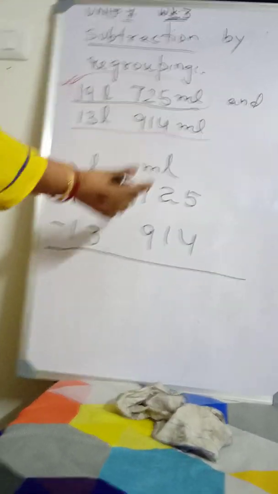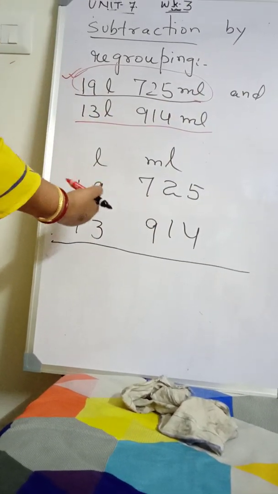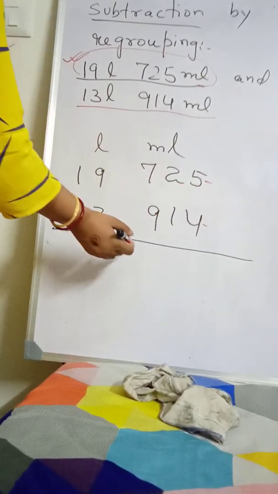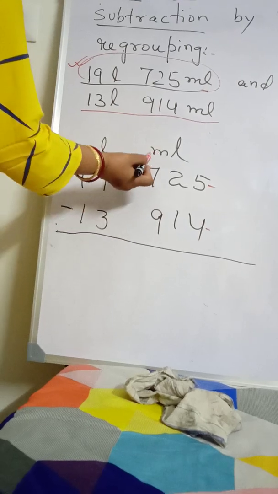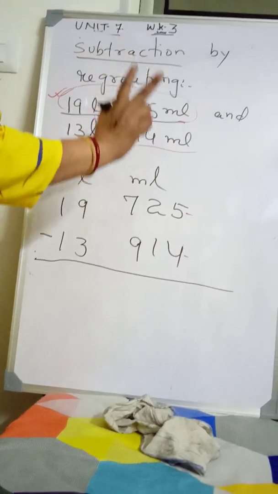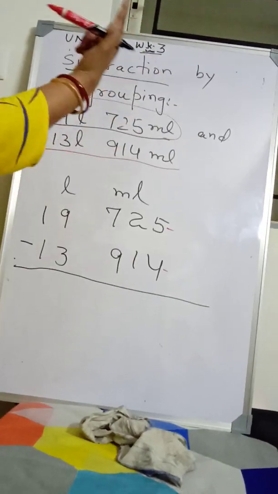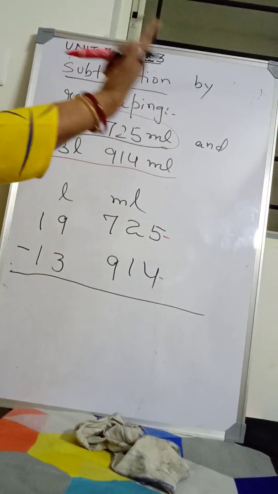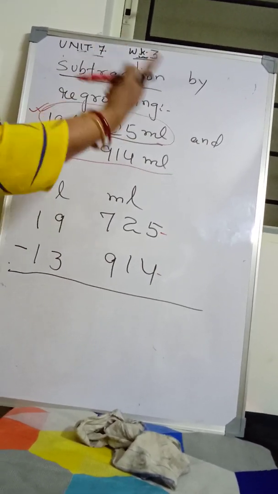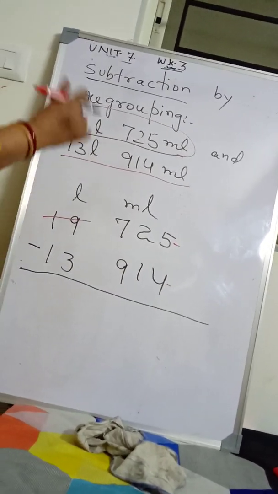Now next step. In subtraction, we have to subtract from right to left. Okay children? So here, firstly we will see, this is minuend and this is subtrahend. When subtrahend is more than minuend, is it possible to subtract? No. Then what will we do? Simple, we will borrow. What is the limitation of borrowing? I can borrow only one. From which unit? Liter. I will borrow 1 liter. So here from 19 liter, I will borrow 1 liter.